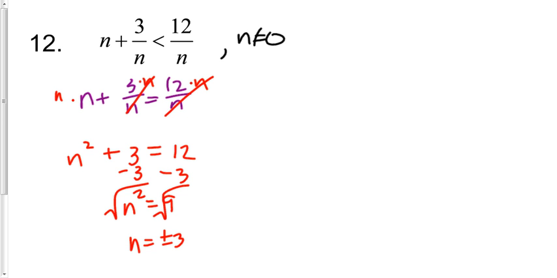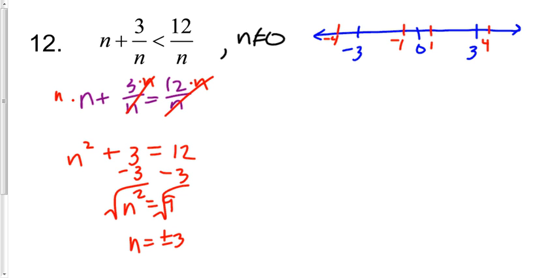Okay, now let's make our number line. On the number line, I actually need to include 3 values this time. I need to include the -3, the +3, and of course 0. So now I actually have to test 4 numbers here. I have to test something to the left, so I'm going to pick -4. Something in between, I'm going to pick -1. Something in between here, I'm going to pick +1. And something to the right of 3, I'm going to pick +4.